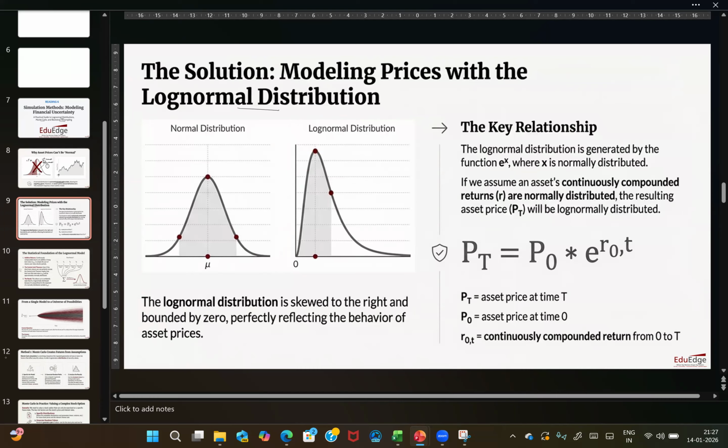Now here you can see two distributions. On the left is normal and on the right is a right skewed distribution. It's called a log normal distribution. So what is the difference between these two? Now if I assume returns to be normally distributed, the prices become log normally distributed. Okay. How is this possible? Let's look at the theory behind this.